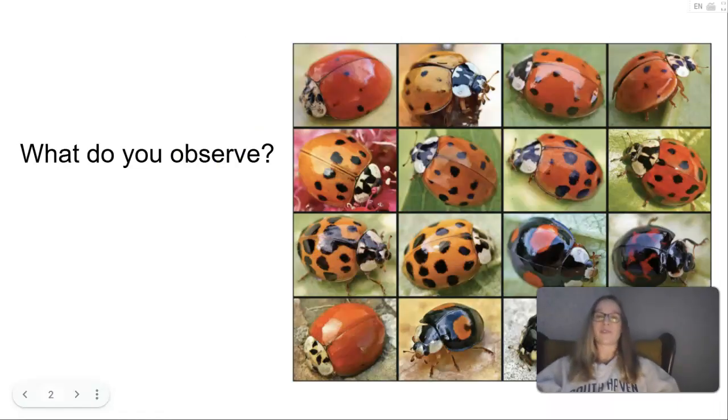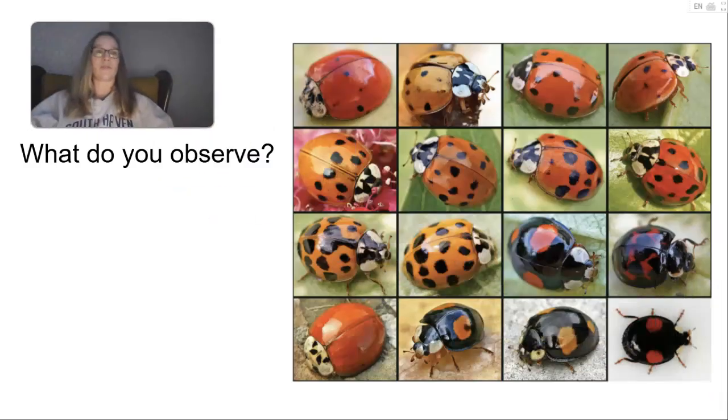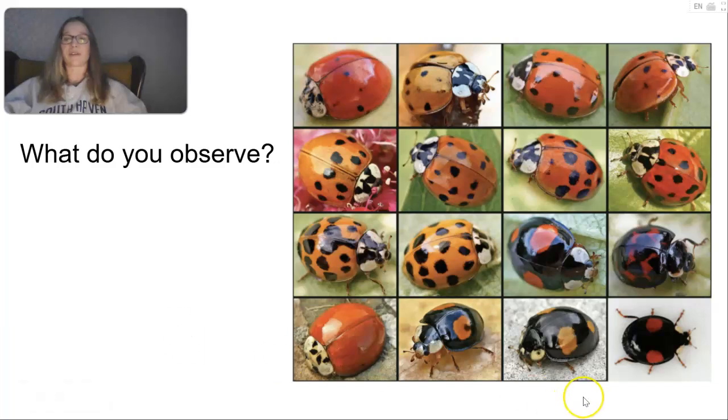So we observe, if you were in class, you would know that we went through this as a class discussion. What do you observe here? We see lots of different phenotypes, right? We have some black bugs with red spots on it, black with orange, and orange with black, and different numbers of spots. Lots of different phenotypes here.